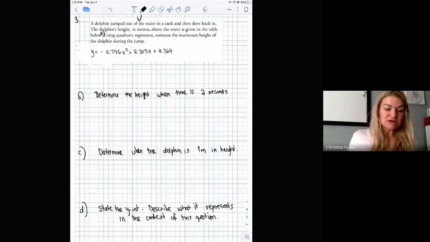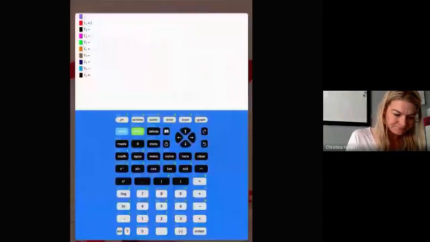Okay, so our last question, question number 3, they're going to give you the quadratic regression and they want us to answer a few questions about it. The first question is, use the quadratic regression to estimate the maximum height of the dolphin during the jump. So we're going to graph this first.